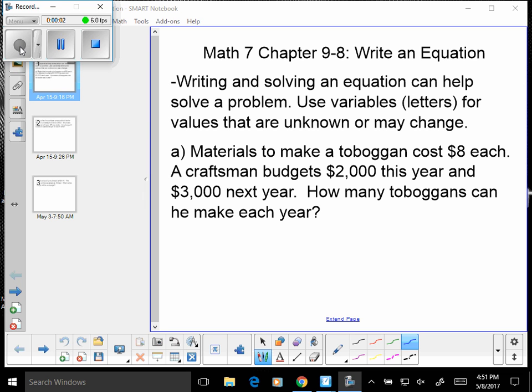Hello again, class. This is chapter 9.8, Write an Equation. We are going to be writing and solving an equation that can help us solve a problem. We use variables or letters for the values that are unknown or for the values that may change.